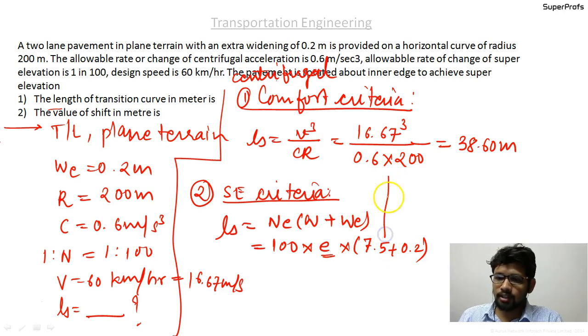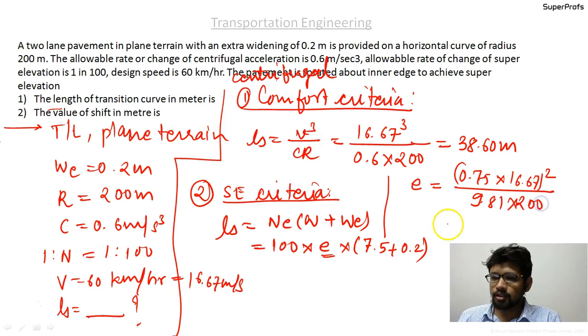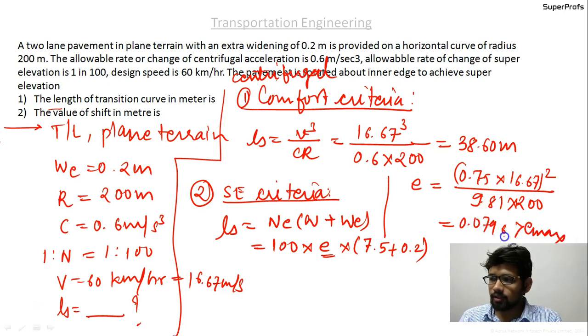So as we already discussed, whenever the e value is not given, consider the first case, that is the case of equilibrium super elevation and the case of mixed traffic condition. So 0.75 V square upon GR, where V is 16.67, whole square, upon 9.81, and the radius is 200 meters, which stands for 0.0796, which is greater than Emax. Therefore take it to be 0.070.